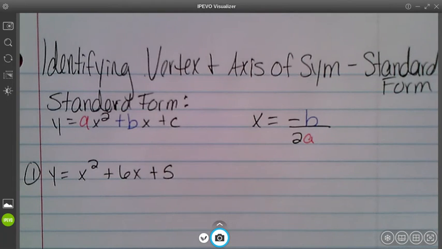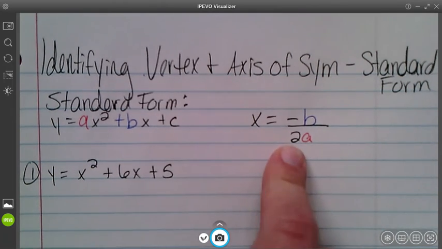Okay, so we're going to talk about identifying the vertex and axis of symmetry algebraically, and then we can always check it on the graph, identifying it on the graph and using Desmos to check our work. So this is the formula you'll need.